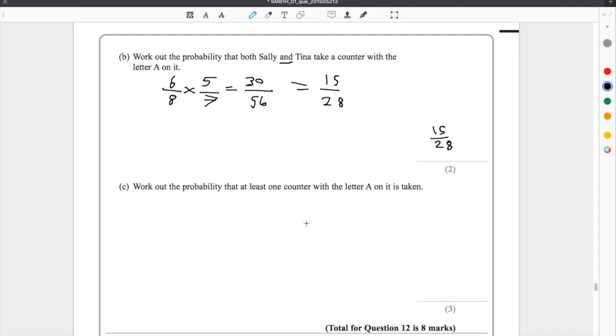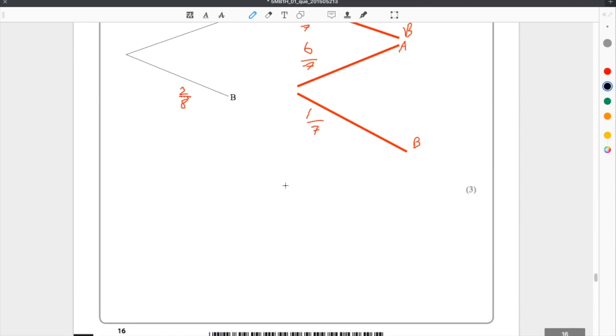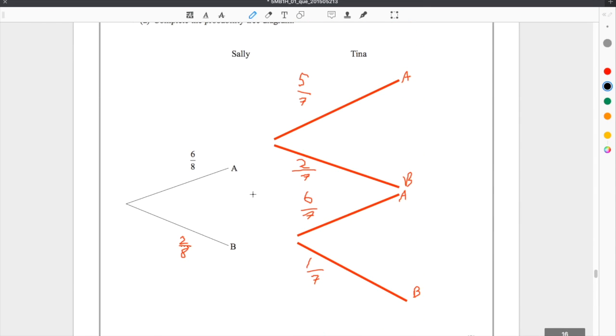Work out the probability that at least one counter with the letter A on it is taken. At least one. So, we could have A and A. We could have A and B, because that's at least one A. We could have B and A, but we can't have B and B, because there has to be at least one A. So we add together the fractions we get when we multiply each branch.